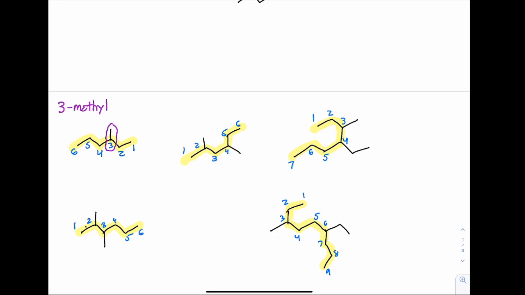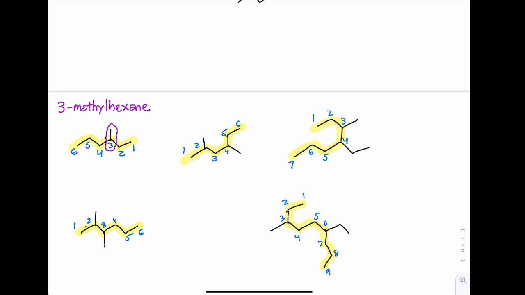And now I'm going to put the parent name. So what was my prefix for 6? Good, hex. I'm not going to put a space. This is all one word. And then it's an alkane, so it's going to end in ANE. So that would be the name of this first one.